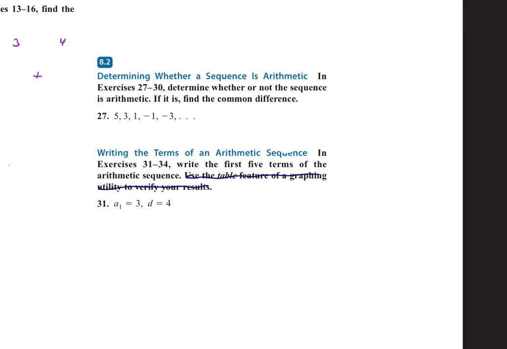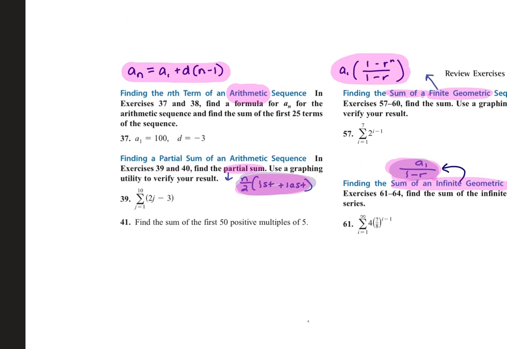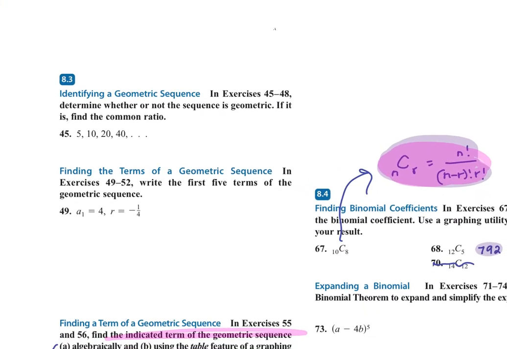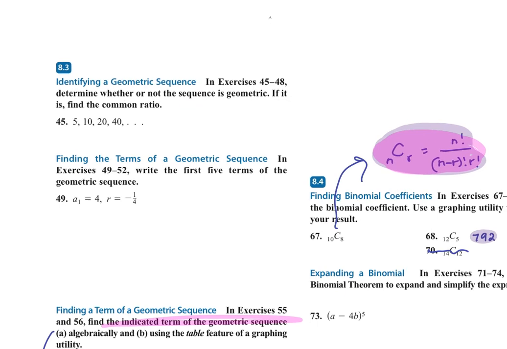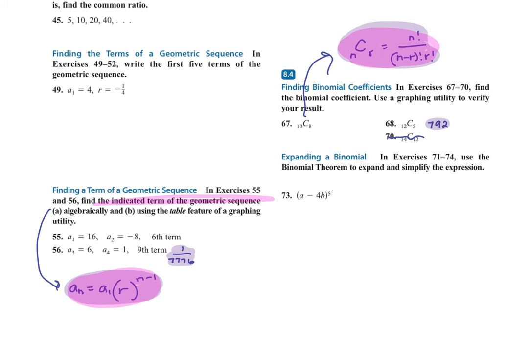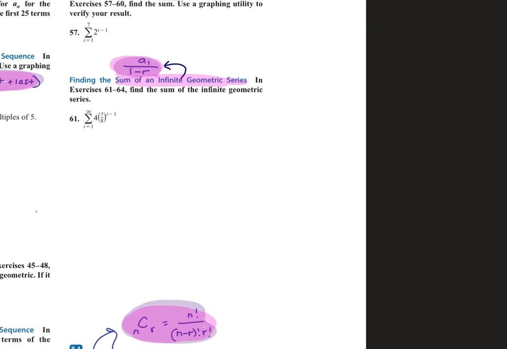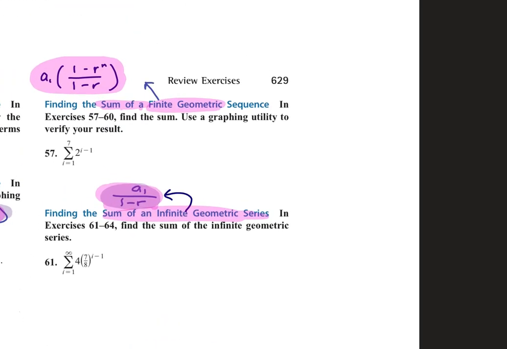8-2 is your arithmetic sequences, just adding the same thing each time. There's a partial sum in there. 8-3 is the geometric sequences, so this is multiplying by the same thing each time. And then the summation for the geometric you need to know. The finite geometric and the infinite geometric are both in pink. Those are things you need to know.